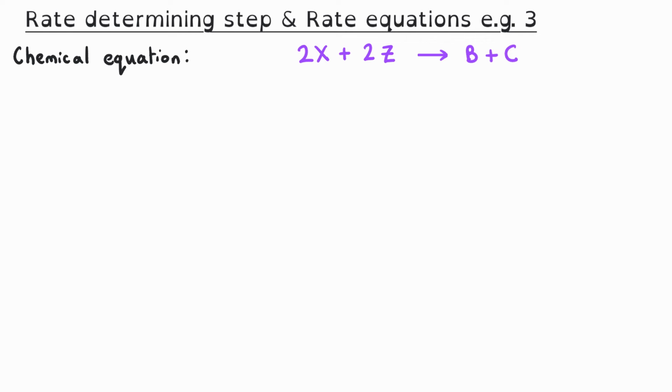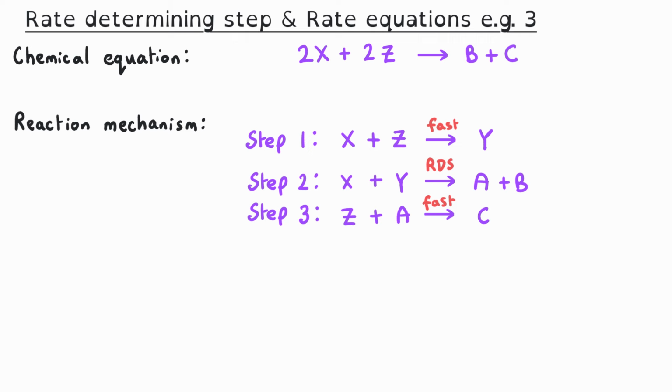In this chemical equation, 2X plus 2Z is producing B plus C. And the reaction mechanism is showing that this actually takes place over 3 steps, with the first and the third being the fast steps, and the second step being the slowest, and so it is known as the rate determining step. And as we know, the reactants for the rate determining step are the chemicals that appear in the rate equation, and the orders or the powers in the rate equation match the coefficients from the rate determining step.